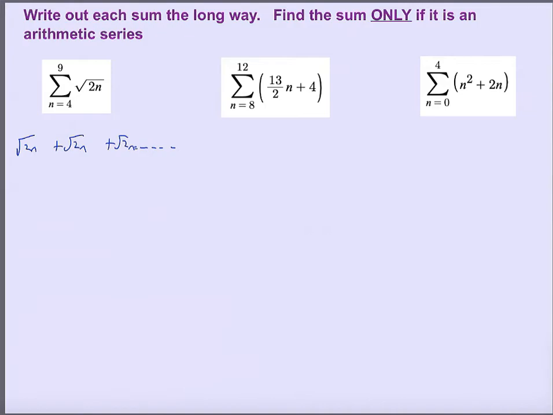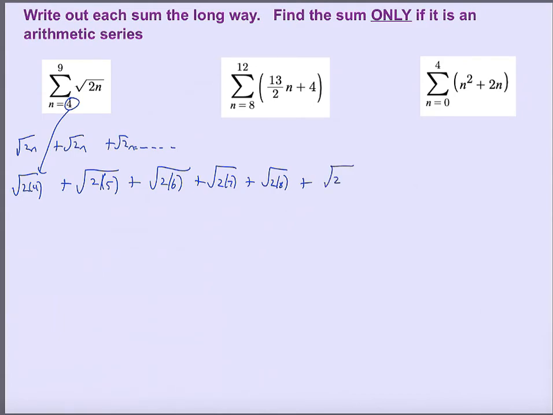Well, we need to know where to start. The square root of 2 times 4, because our first number is 4, plus the square root of 2 times 5, plus the square root of 2 times 6, plus the square root of 2 times 7, plus the square root of 2 times 8, kind of run out of space here, plus the square root of 2 times 9.